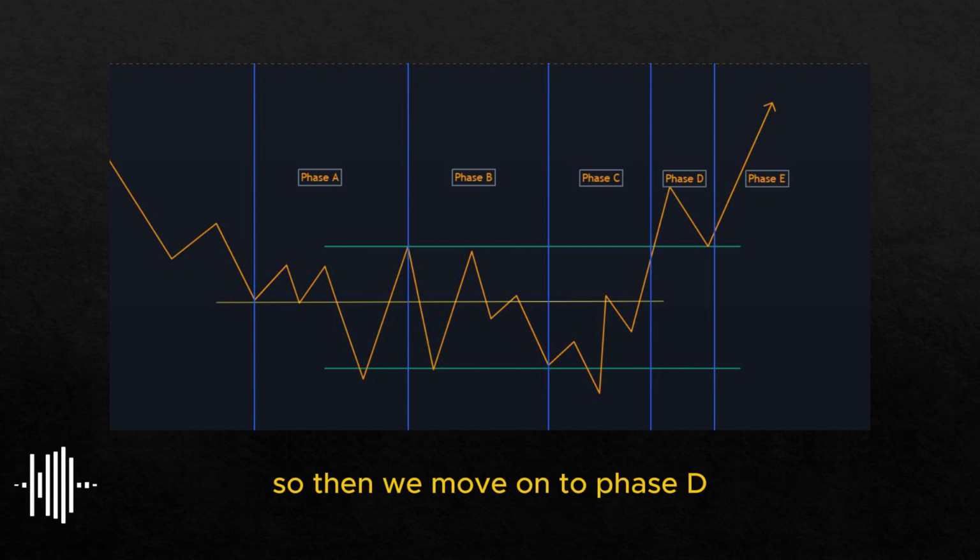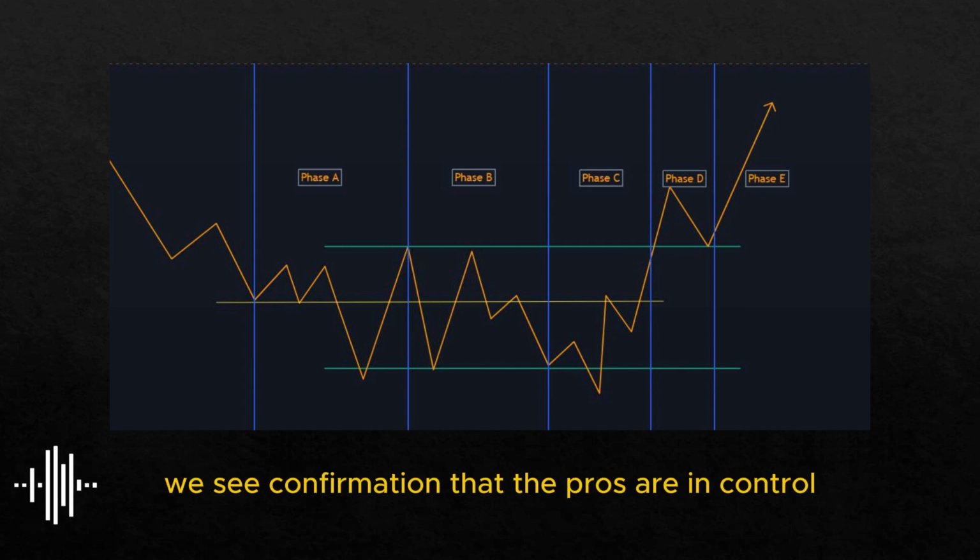All right. So then we move on to Phase D. That's where the real breakout happens. Phase D, breakout time. The new trend starts to take shape. We see confirmation that the pros are in control.